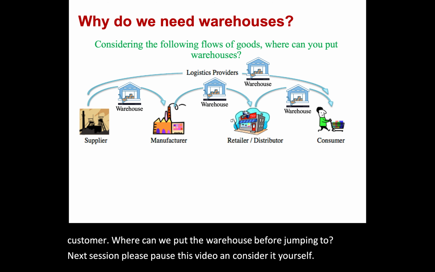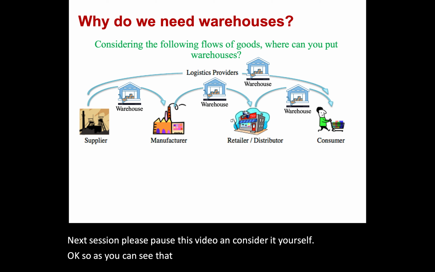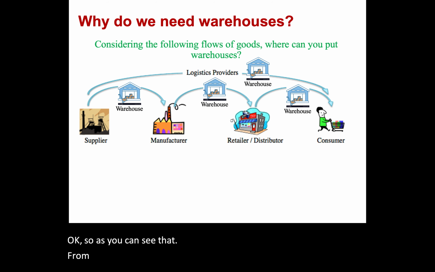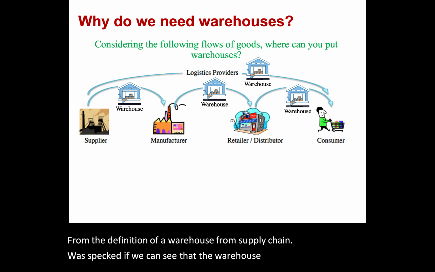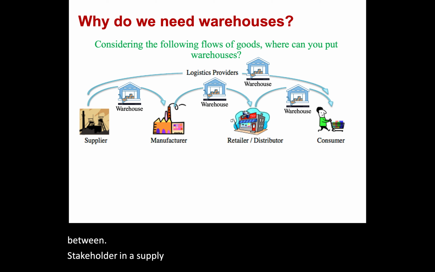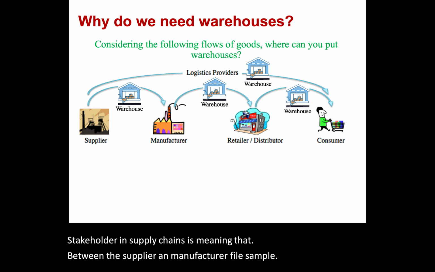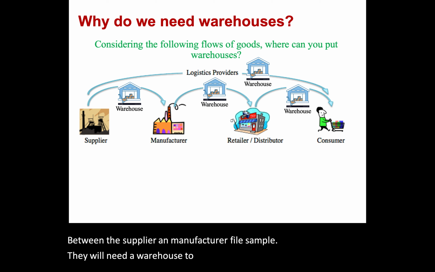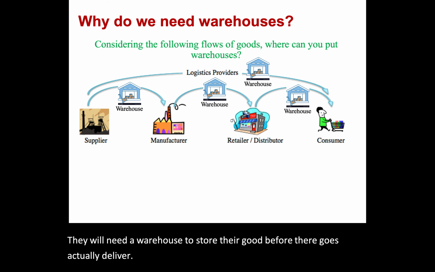Okay, so as you can see, from the definition of a warehouse from the supply chain perspective, the warehouse is actually put between stakeholders in a supply chain. It means that between the supplier and manufacturer, for example, they will need a warehouse to store their goods before the goods are actually delivered to a manufacturer.